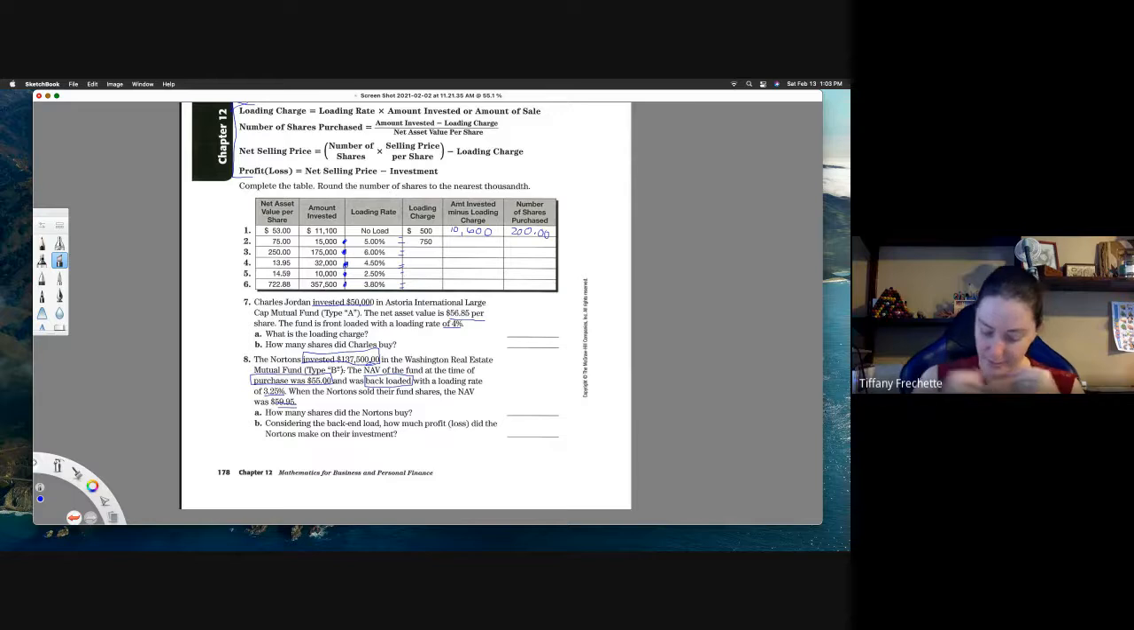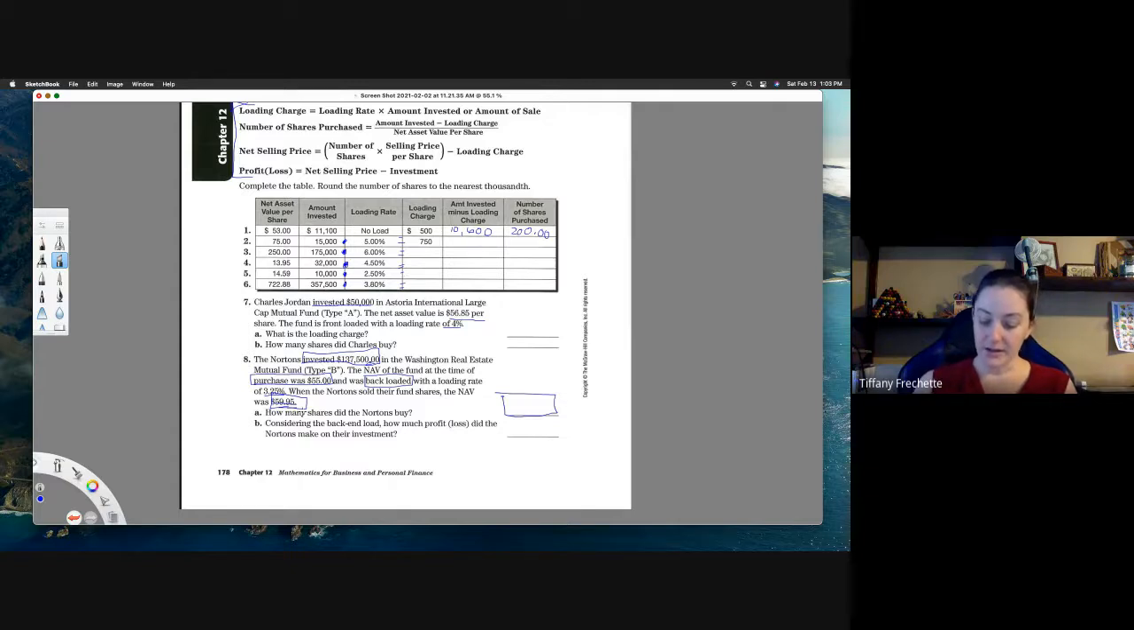All right, so part B, considering the back end load, how much profit or loss, that's why they put it in parentheses, did the Nortons make on their investment? So we need to figure out how much they sold it for, number one. That's going to be a big one. So we want to take however many they purchased, so the answer here, and we want to multiply that by the price they sold it for. Okay, that'll tell us how much they sold all their stock for, or their mutual fund, sorry.